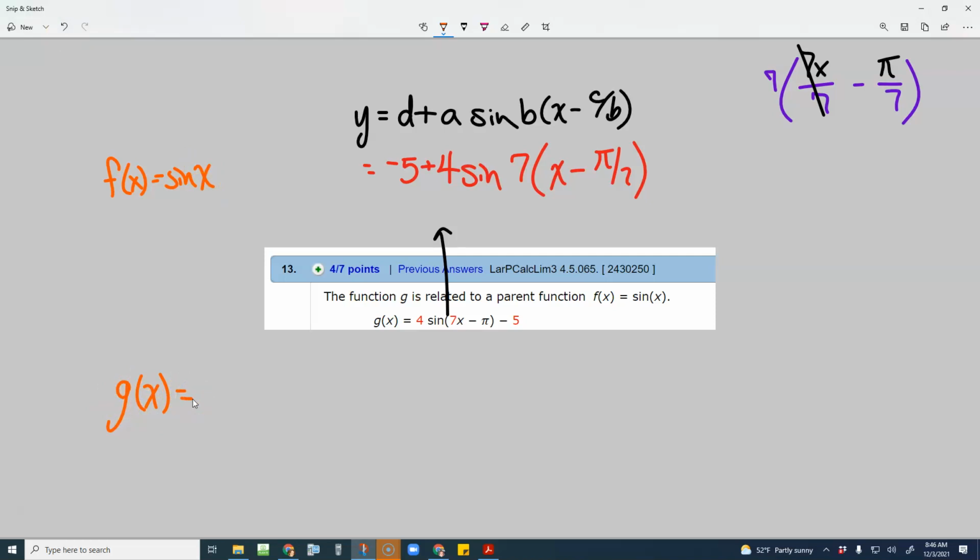Then I could say, well, what's happening to f? Well, I have 4 times f of, and then I have 7 times x minus pi over 7, and then I have a negative 5.